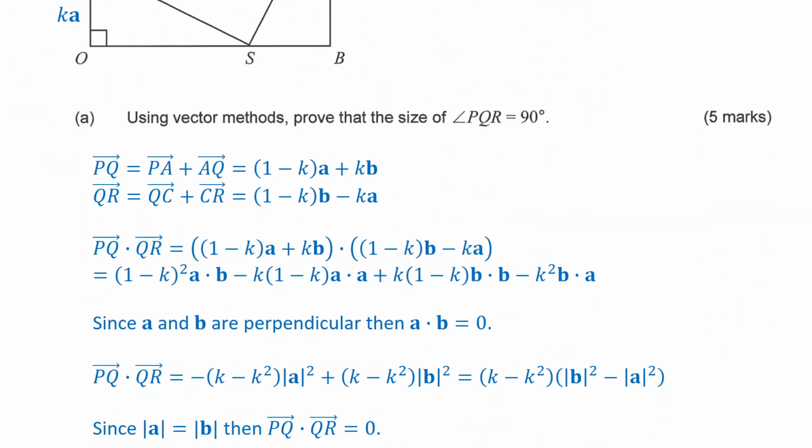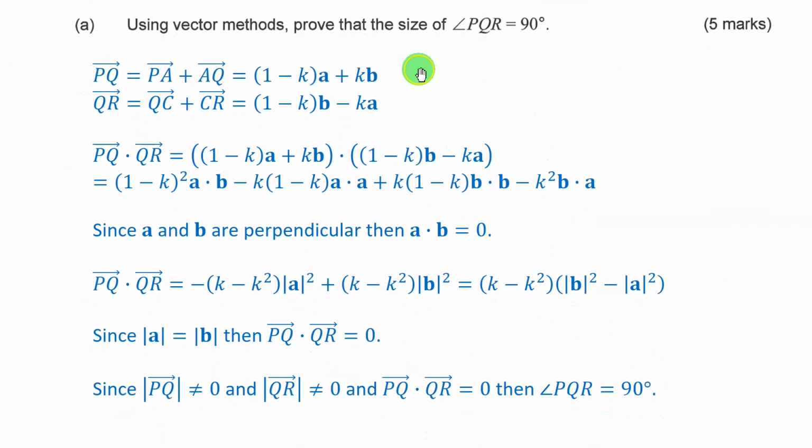So here we go. I've copied the two lines we just did down to here. And then off we go with the dot product. So we're doing the dot product of this with the second expression. So here it is. And then we actually need to start expanding it out. So we're going to get a (1 minus k) squared a dot b, minus a k(1 minus k) a dot a from the first and the last terms. Then from the middle inside pair, we're going to get a k(1 minus k) b dot b. And from the last two terms, we're going to get a k squared b dot a.